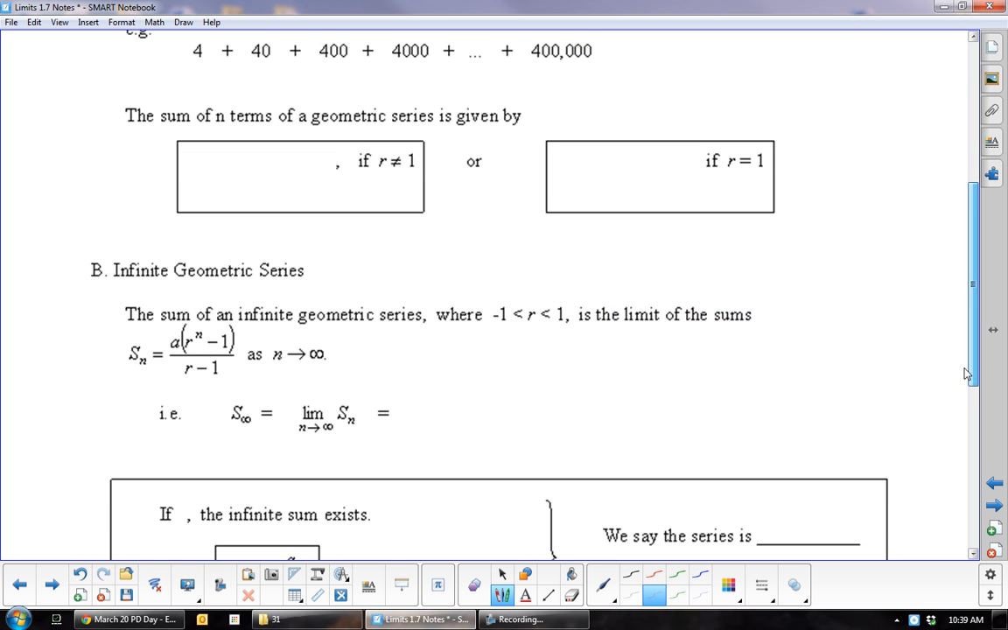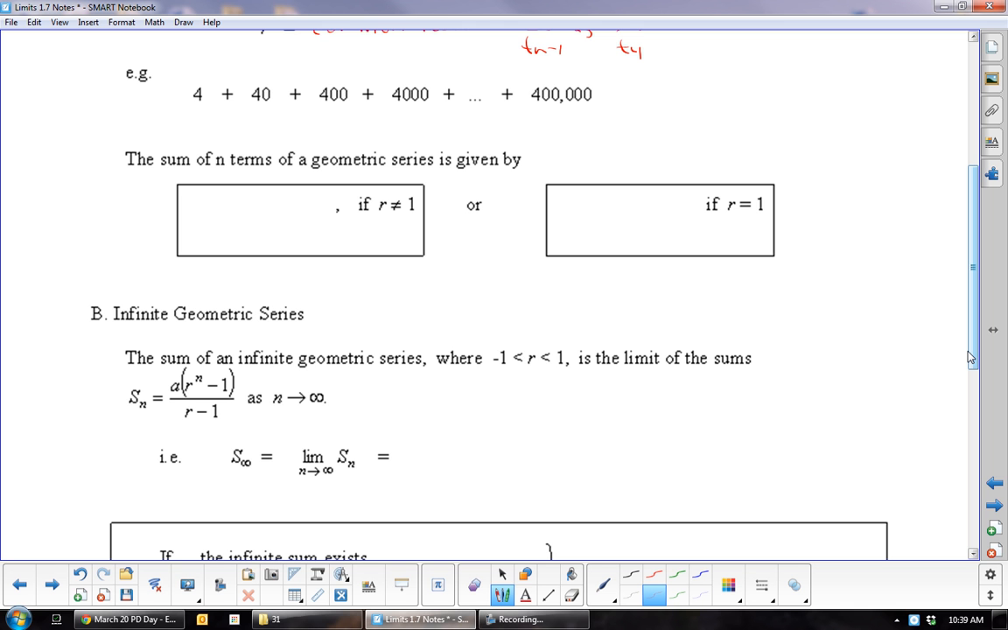For this example here, a would be 4, right? And r would be 40 over 4, which is 10. That's all you need to do. Once you have that, you can find the sum up to a certain point by using the Sn formula, which is a times r to the n minus 1 all over r minus 1. I'm pretty sure that's on your formula sheet.